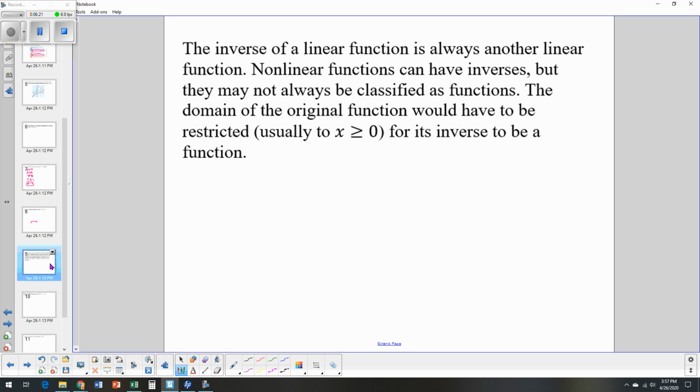The inverse of a linear function is always another linear function, but nonlinear functions can also have inverses, though they may not always be classified as functions. So in order for a nonlinear function and its inverse to both be considered functions, the domain would have to be restricted. There is a way to tell graphically if its inverse will be a function or not. So just like telling if something was a function originally, we would do the vertical line test. You could do the horizontal line test. But we're just going to focus right now on finding the inverse, not necessarily using the graph.